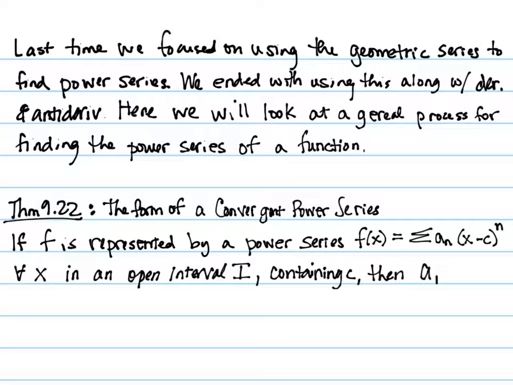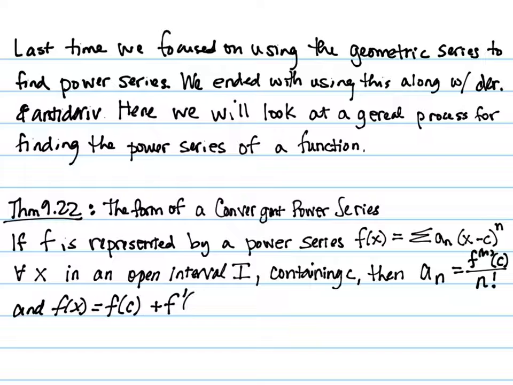Then a sub n is the nth derivative at c over n factorial. I said root, but the nth derivative is what I meant to say. And f of x equals f of c plus f prime at c times x minus c, plus f double prime of c times x minus c squared, and it continues forever to infinity.